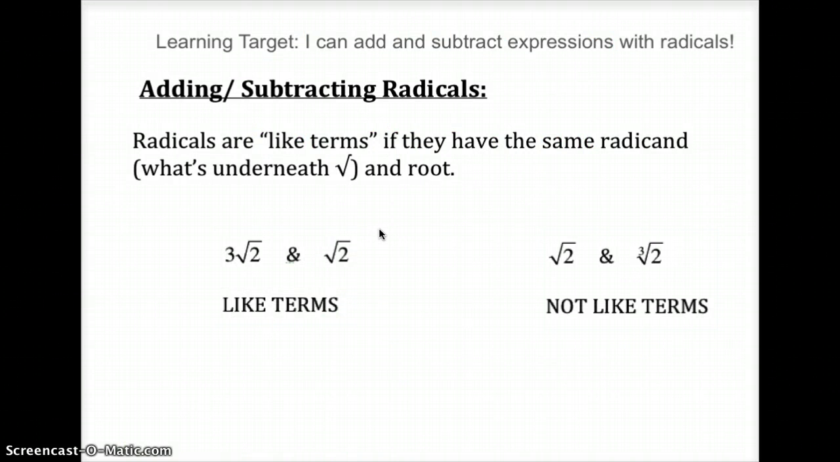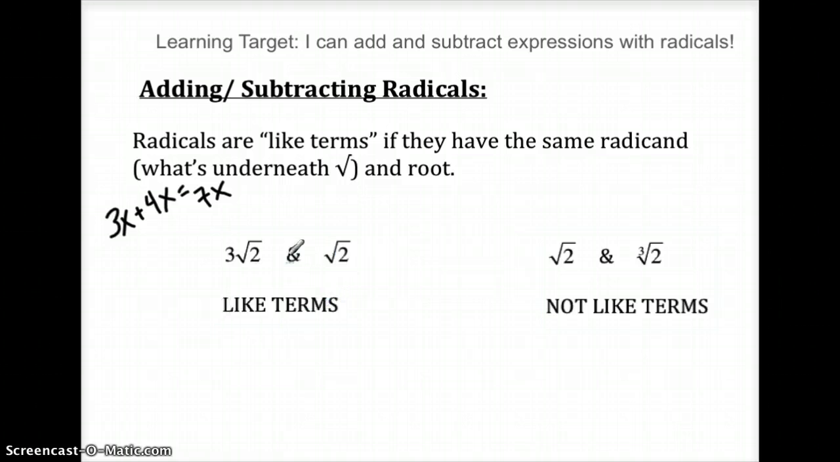Something to know, if you think back to Algebra 1, if you had 3x plus 4x, you could add those because those were like terms, and they would add to 7x. So it's that same idea with radicals. We want like terms, so we want like radicals. We need the same root houses with the same things inside of them.